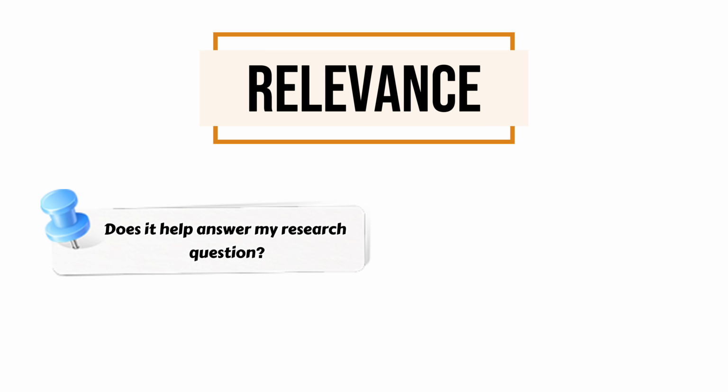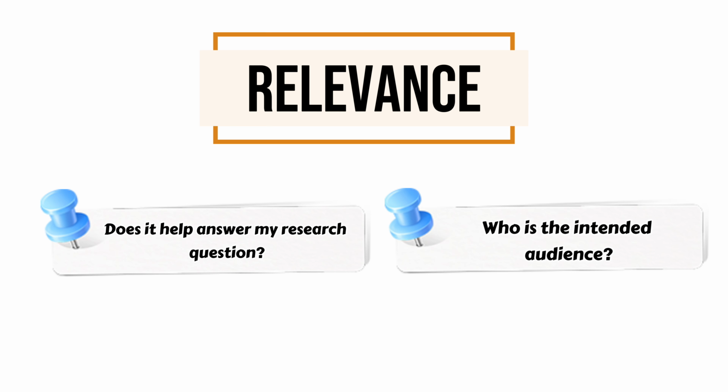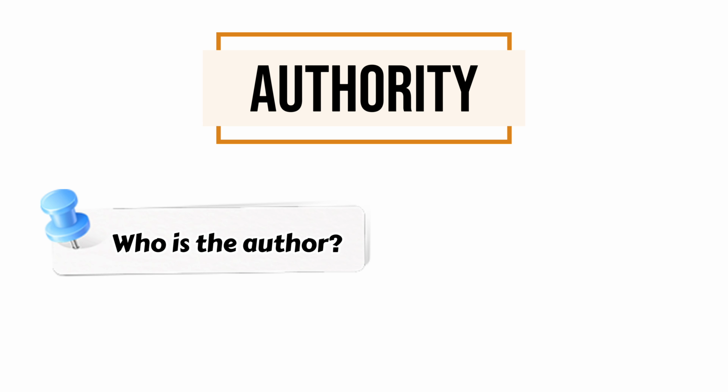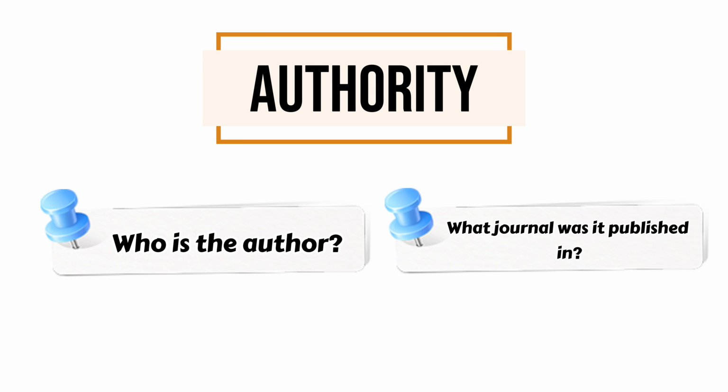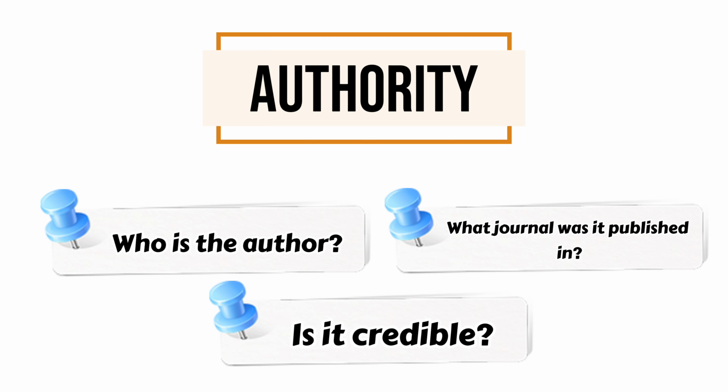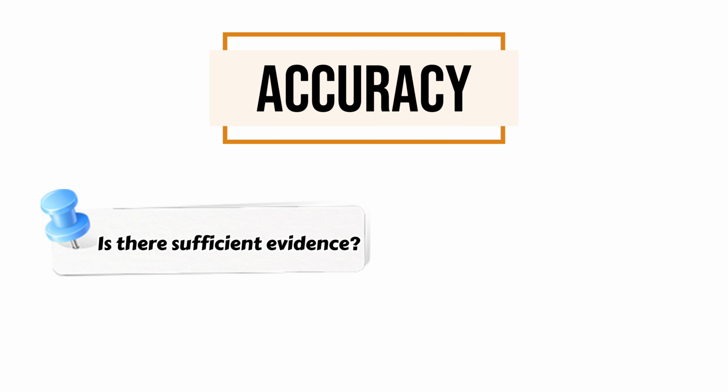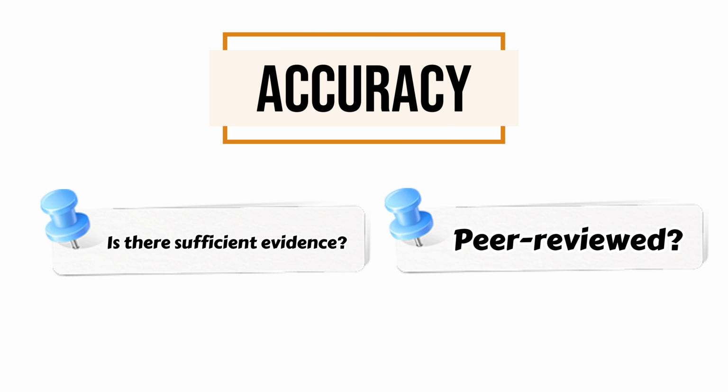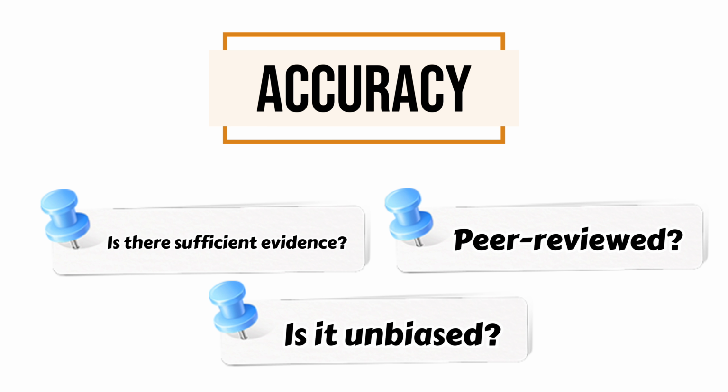Relevance looks at how closely the article connects to your research question. Ask yourself whether it actually relates to your topic, who it's written for, and whether it's at the right level. Authority focuses on who created the article, who is the author, where was it published, and are the author and journal credible. Accuracy is about how reliable the information is. Where does the evidence come from? Is it supported by research? Is it peer-reviewed or presented in an unbiased way?